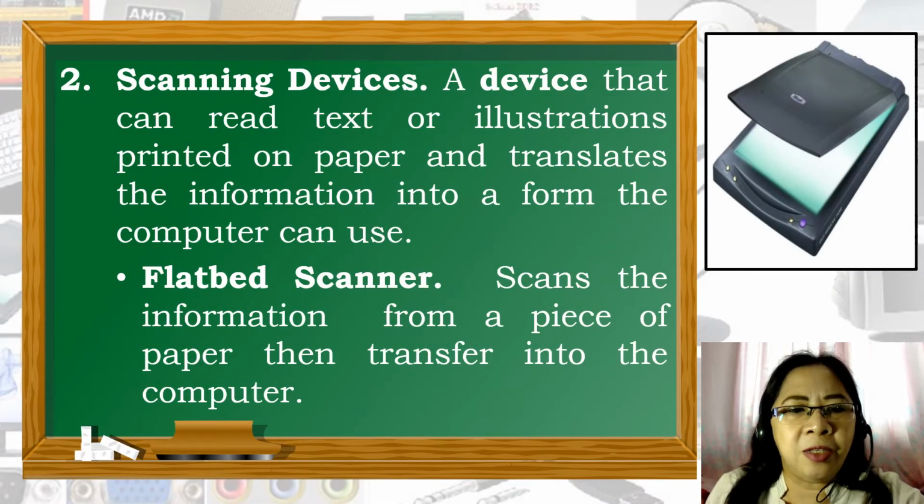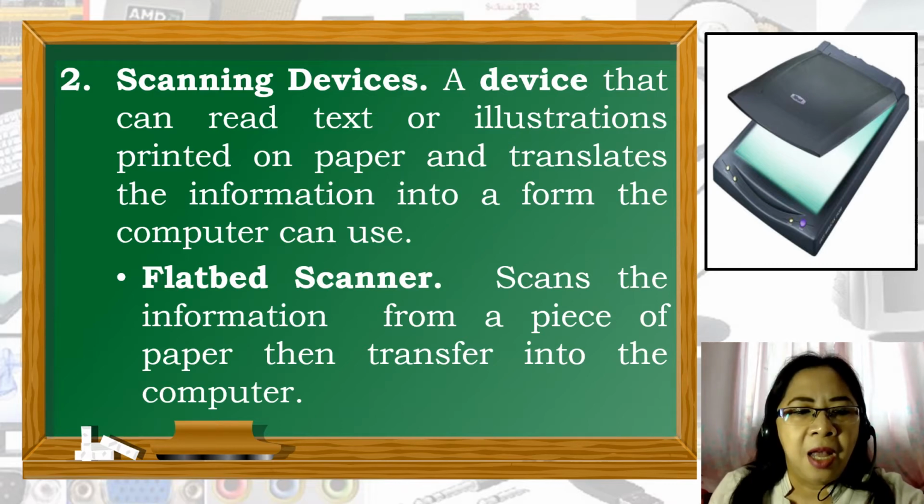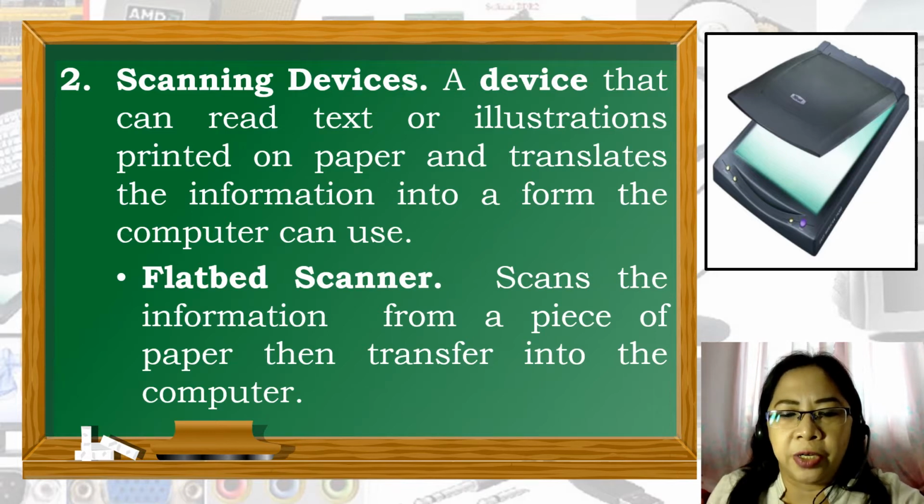Another direct entry is the scanning devices, a device that can read text or illustrations printed on paper and translates the information into a form the computer can use. An example of scanning device is the flatbed scanner. It scans the information from a piece of paper, then transfers it into the computer.